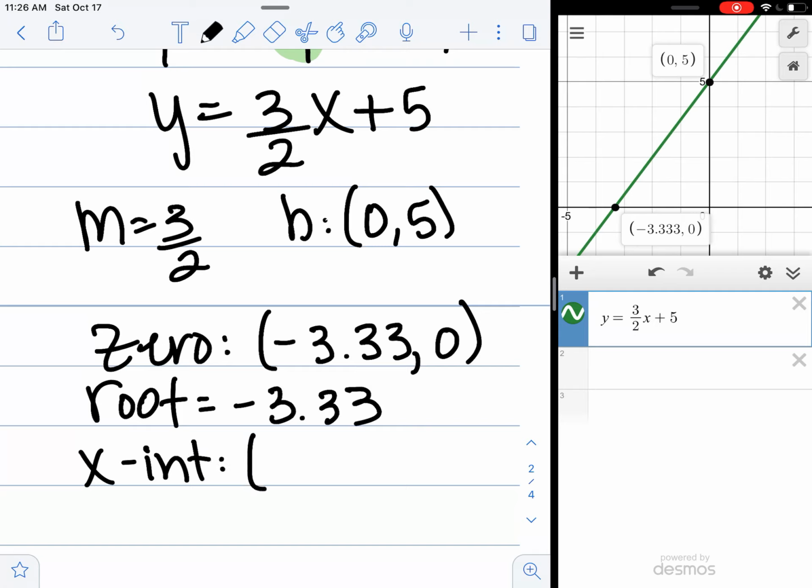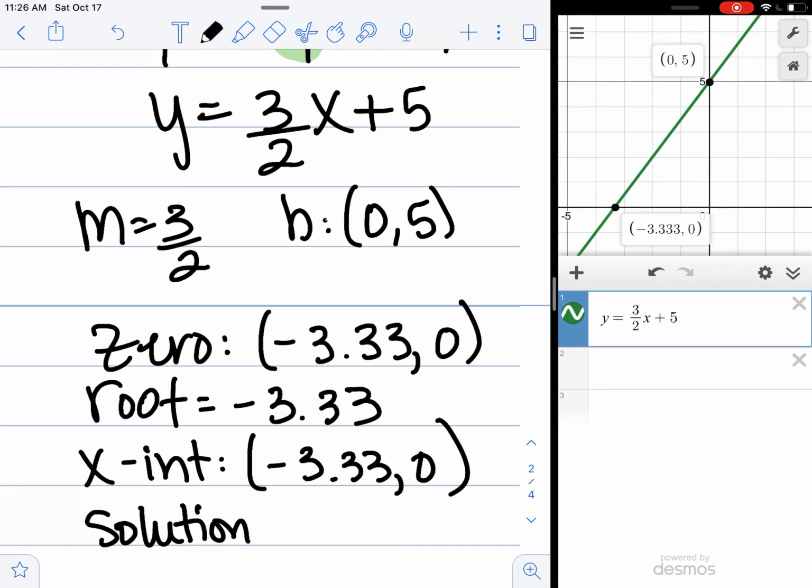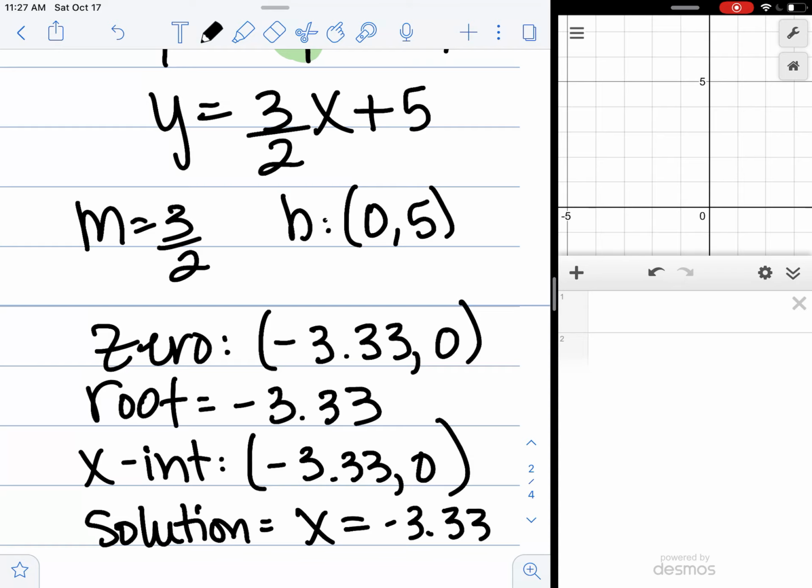There's another way you're going to see it written, again, as a point. And then you have a solution. So it'll be written x equals -3.33. So again, those are all the different ways that you're going to see this written. And for your assignment today, it's going to require you to practice that.